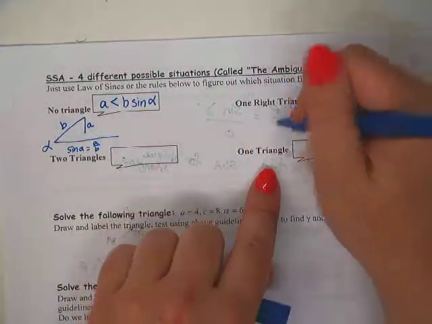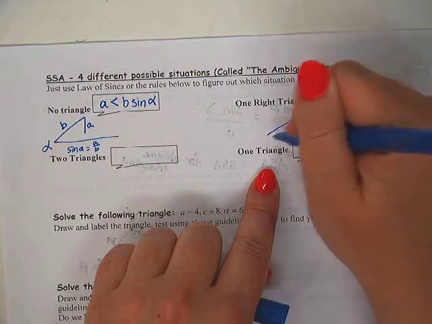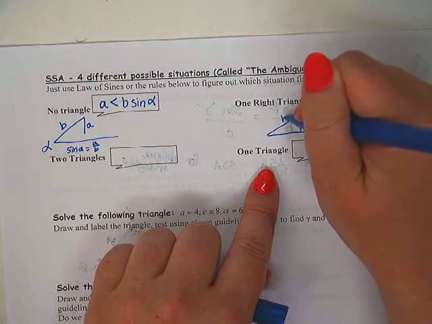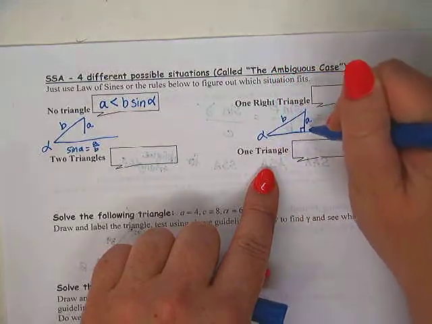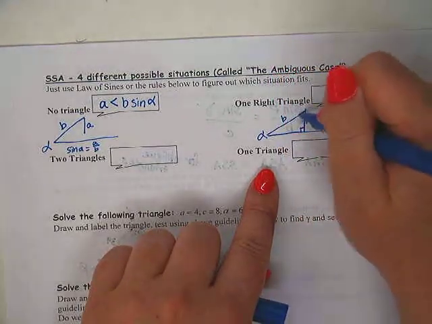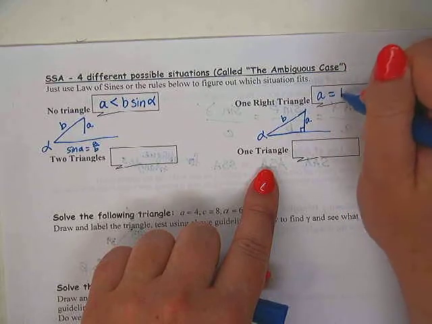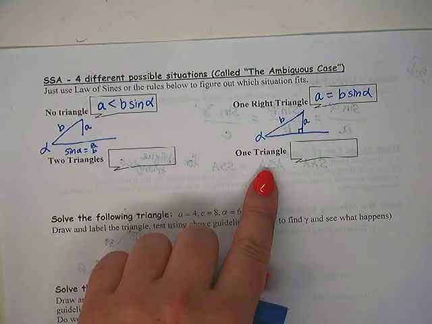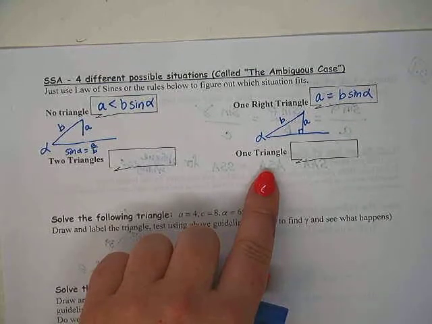In order to get one triangle, it ends up being a right triangle, and that's kind of what I just barely got done explaining. If it's just barely big enough to stretch down to that point there, it's going to make a right triangle. So that's when A equals B sine alpha.